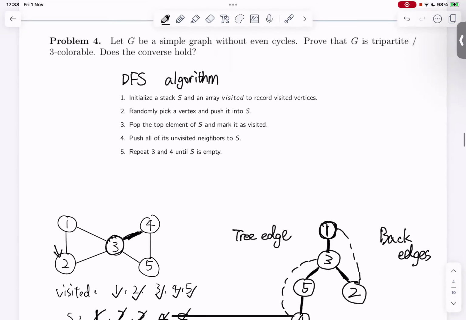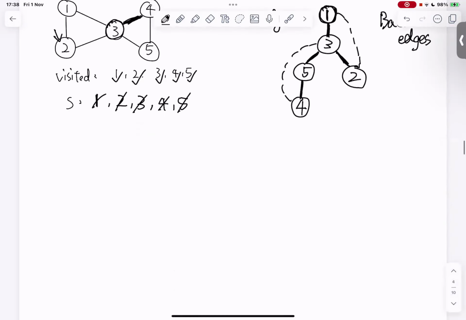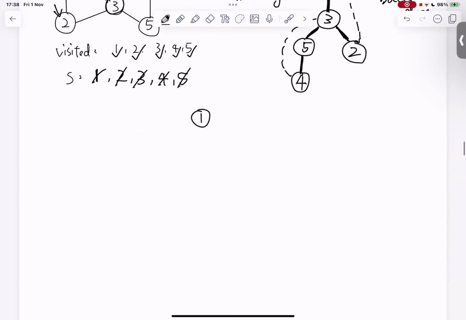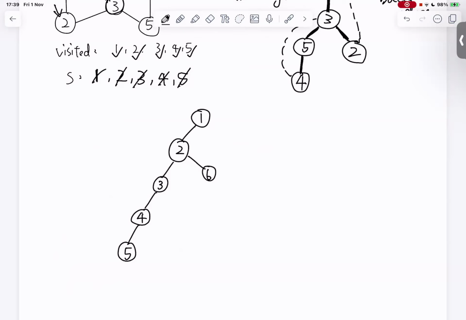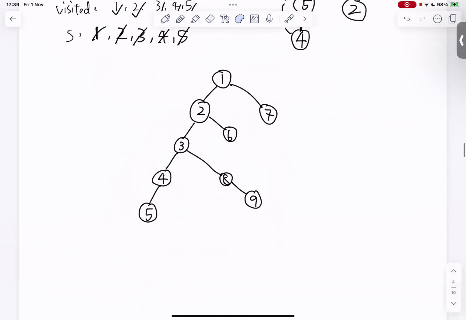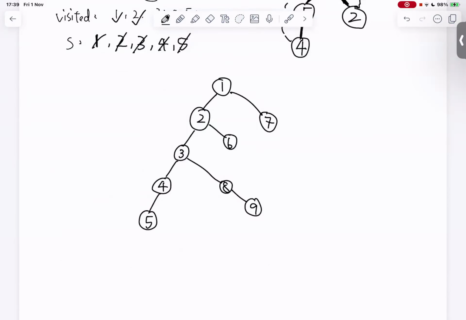And from this DFS tree, we can try to prove that if G is a simple graph without an even cycle, it is three-colorable. So let me give another example that is easier for me to illustrate. Let me add some arbitrary vertices. Suppose this is a DFS tree that we obtain from some graph, and since we don't have an even cycle, we should not have a back edge that.